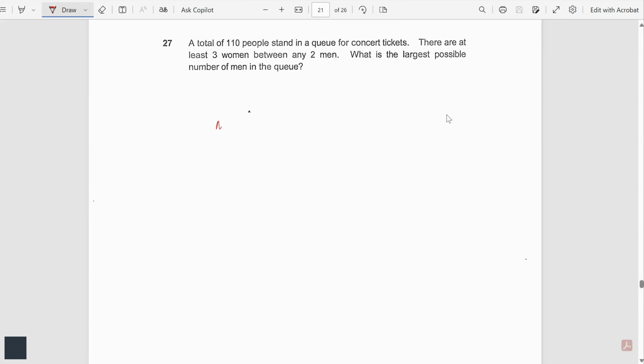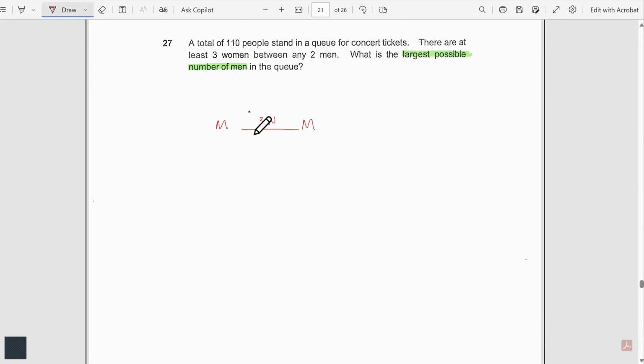They're standing in a queue, so it's a straight line. Between 2 men, there would be at least 3 women. Okay, let's write down 3 first. The question asks for the largest possible number of men, right? Technically, you can say that there's 1 man, then another man here. At least 3 women means that it can go from 3 to any number. You can say that of 110 people, 2 men, and then everyone else is women, and they go in between. But we don't want that.